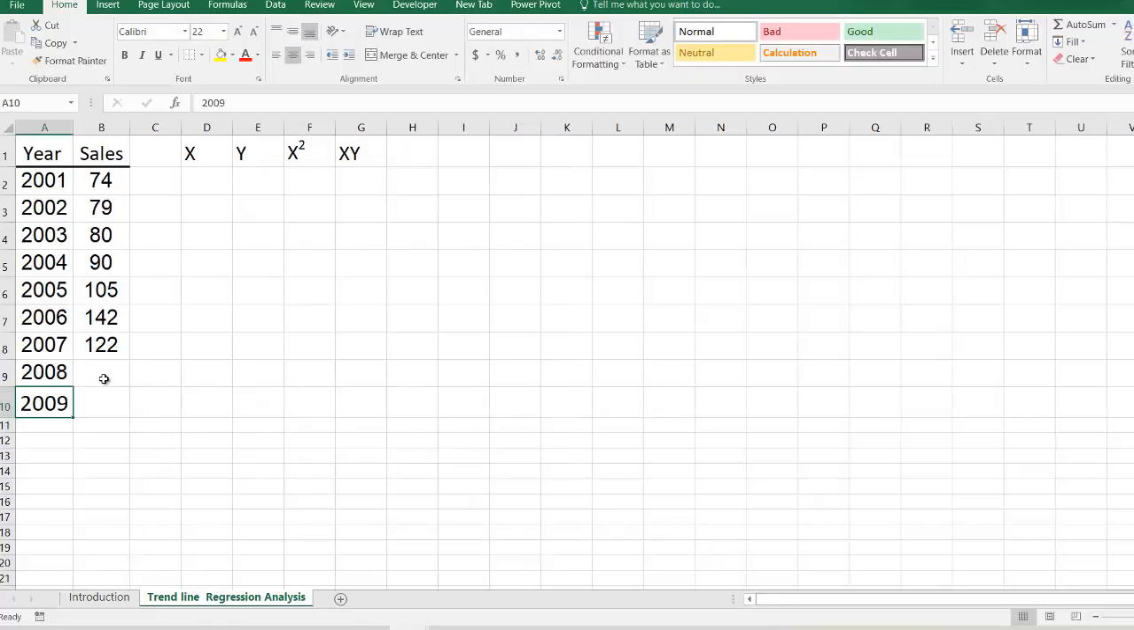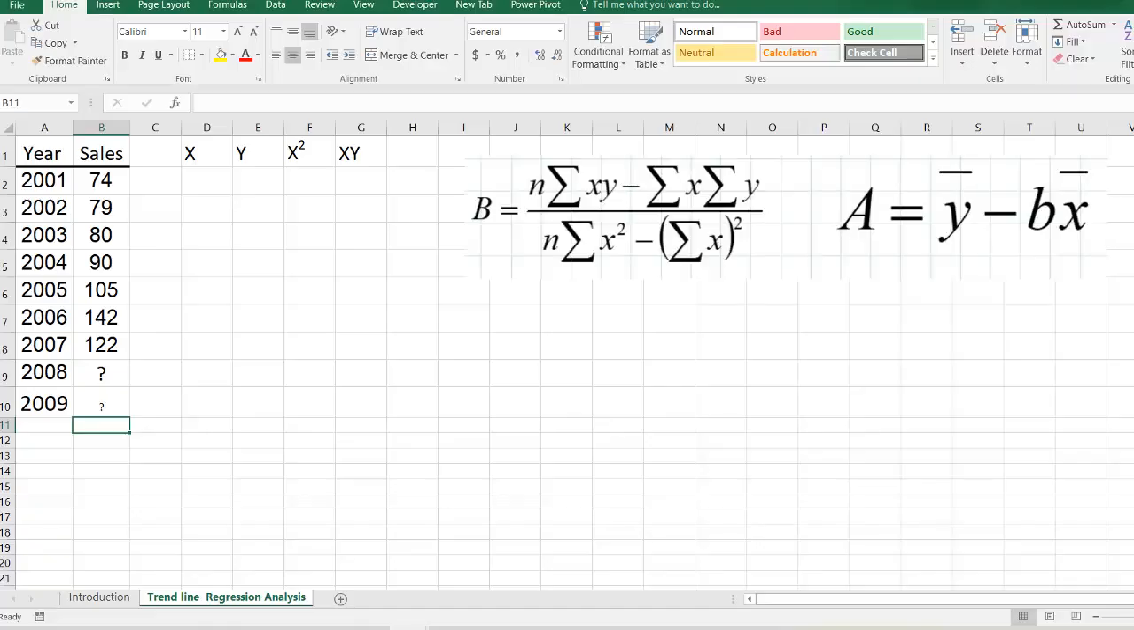And for this time series, we are going to forecast the 2008 and 2009 sales. We will be manually generating the equation for the trend line by generating the value of the slope and the value of the intercept of that trend line. And again, the values of a and b are determined using the following formulas.